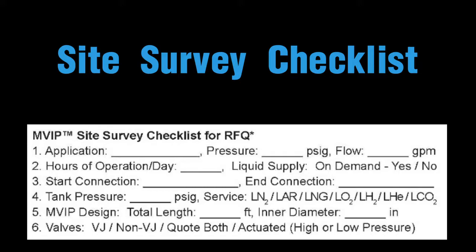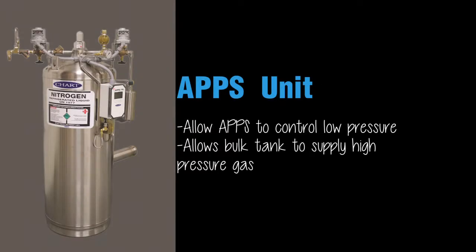This will allow you to calculate both the required bulk tank size and the required pipeline header size along with the system equipment requirements. Some systems require use of both gas and liquid. This can be accomplished by using an APS unit. If the demand for liquid is less than 15 gallons per minute and the desired liquid pressure is between 20 and 80 psi, an APS unit can be used. This setup will allow the APS to control the low pressure liquid requirement and allows the bulk tank to supply the high pressure gas requirements.